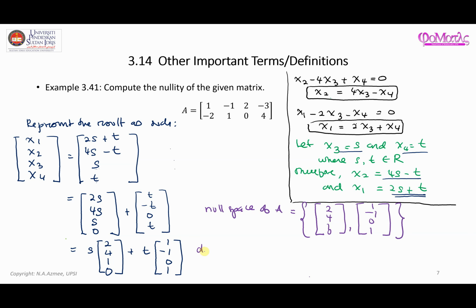And the dimension of null space will give you the nullity of matrix A, and the dimension is based on how many vectors there are inside here. So we have 2 vectors, so the dimension here is equal to 2. So this is the nullity of matrix A. I think that's all for now.